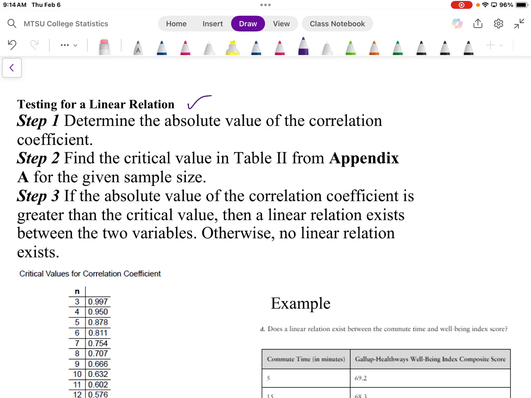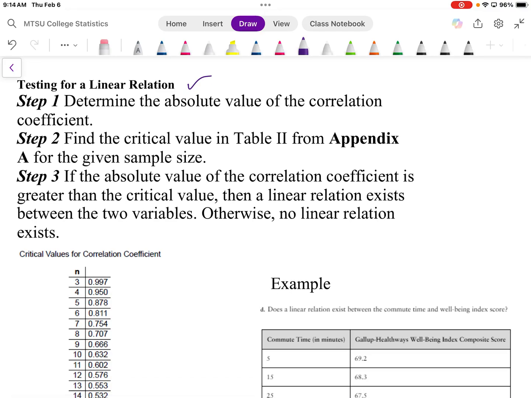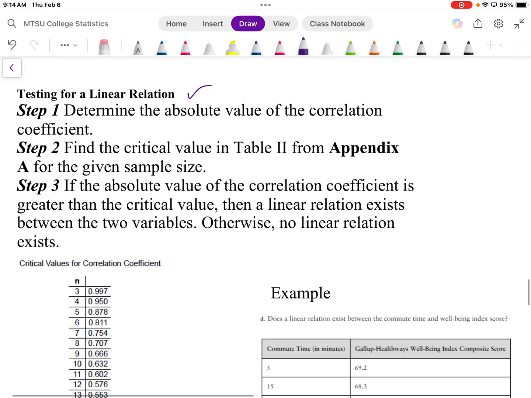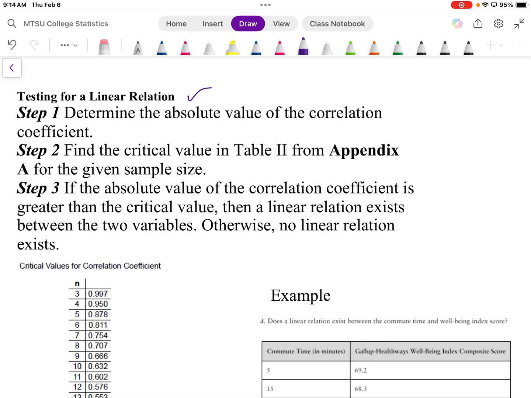Okay? So when I was doing my notes last night, I thought, we better do some examples of this, because that could be accountable on the final for the semester. So what we do here, to determine if there is a linear relationship, besides looking at a picture, because sometimes a picture can be misleading, is first define the absolute value of the correlation coefficient, that R value. If it's positive, it stays positive. If it's negative, we make it positive.